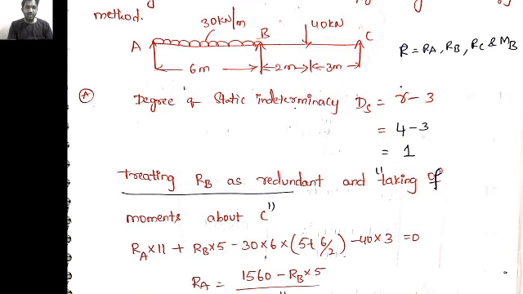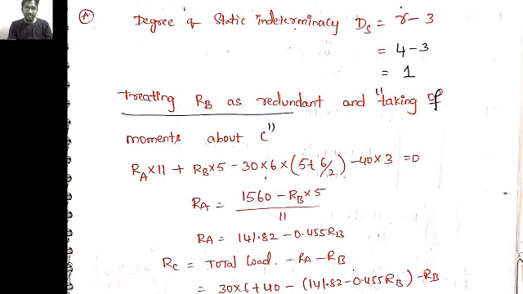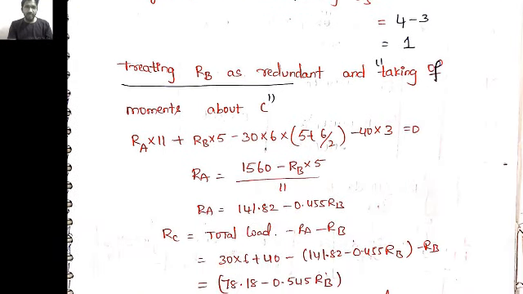Here I am taking the sum of upward forces: RA plus RB plus RC must be equal to 30 into 6 plus 40. So that is the step I have written here. Finally I separate RC, which is equal to total load minus RA minus RB.